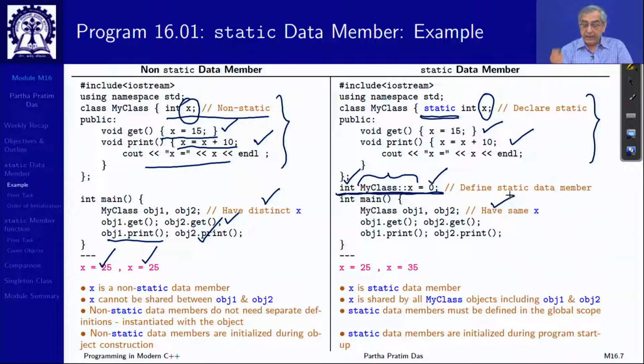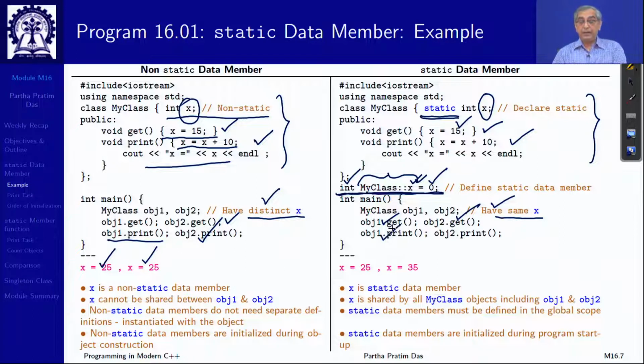Now, I again create two objects. In contrast to the previous case where x was a part of the object, so I had two different x's, here I have one x which is not a part of any of these objects, it is outside of that, it just belongs to the class. So, now if I do get on the first object, x is set to 15, I do get on the second object, it is reassigned 15 again. So, its value is 15.